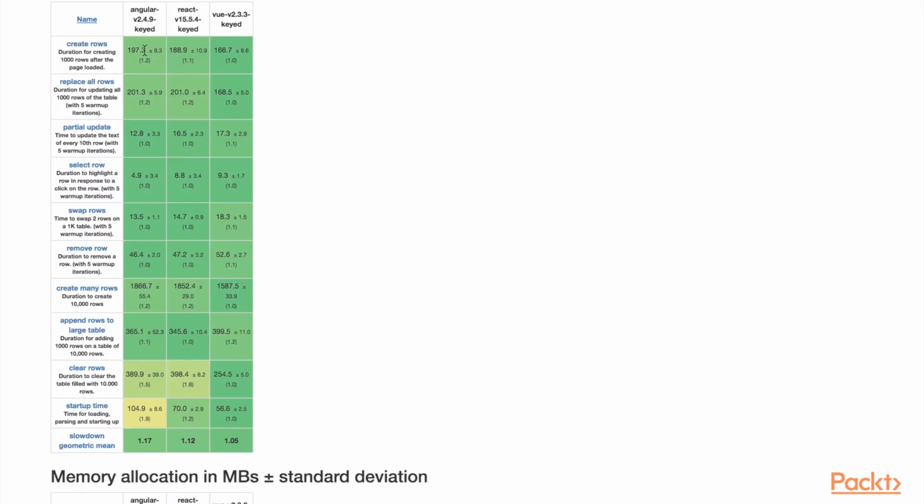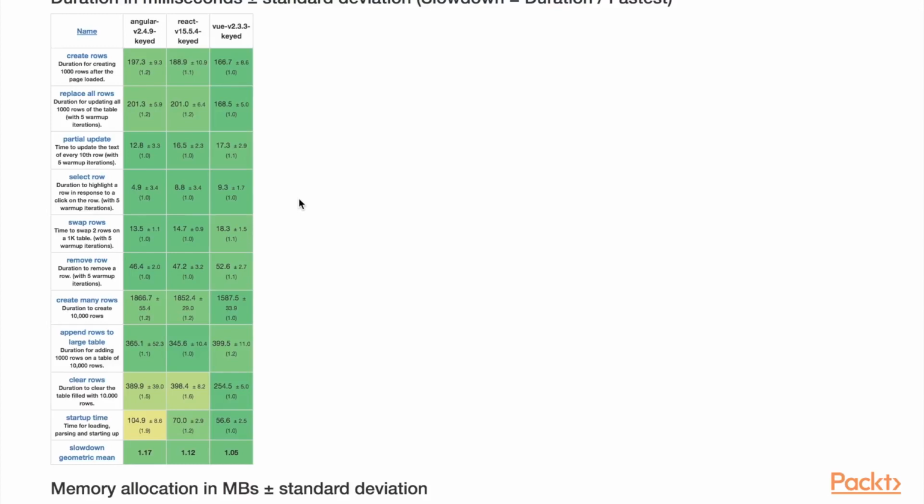As we can see, it takes 200 milliseconds for Angular to create 1000 rows. React is a bit faster, about 10 milliseconds faster, and Vue is 30 milliseconds faster than Angular when it comes to creating 1000 rows. Vue also does a great job at replacing all rows. It also wins the comparison. Results are quite similar because we also need to take into consideration standard deviation.